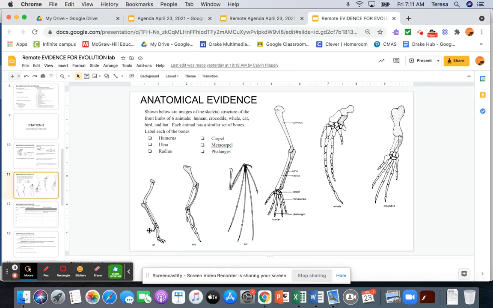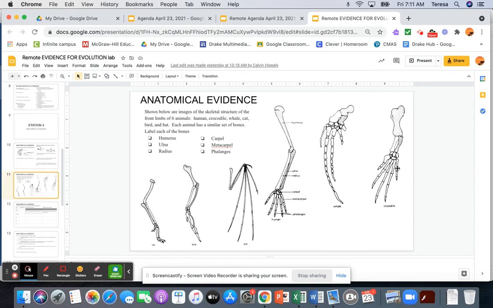The radius is going to be on the thumb side. Then you've got the carpals, the wrist bones. They tend to be a small cluster of bones. And then the first bone after the carpals, so in the bat, it would be this long, skinny one here. That would be a metacarpal. And then the last bones, in this case there are two of them in the bat, are the phalanges.